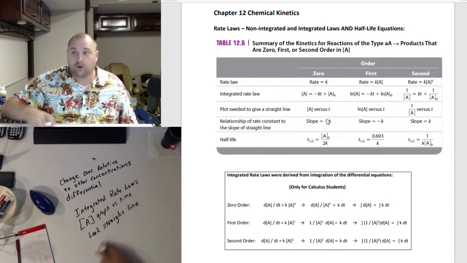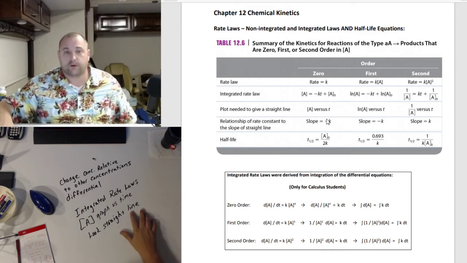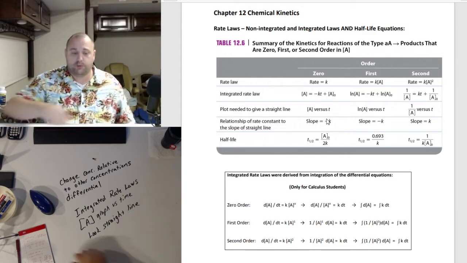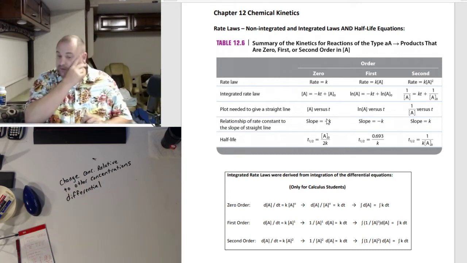Okay. And so we should see a straight line when we graph one of these relations. So we'll play with that. We'll come back and play with that. So let's look at some of this data for changing the concentration.